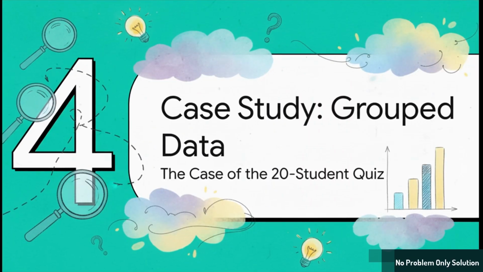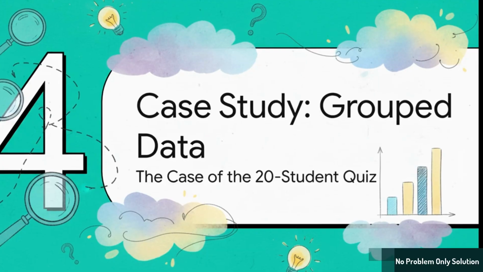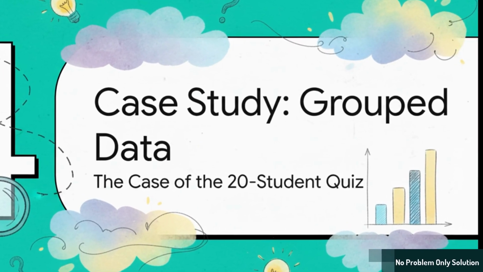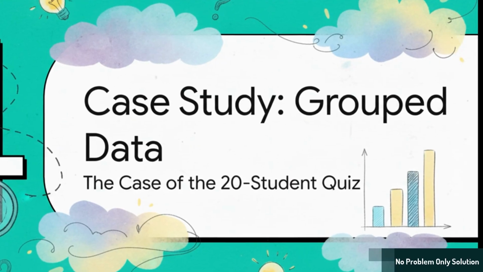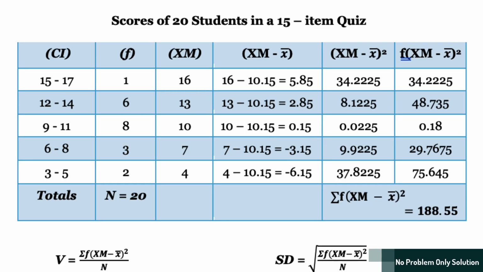So let's level up and take on a different kind of case. This time, we're dealing with grouped data. This is what happens when you don't have every single individual score, but you do know how many students scored within certain ranges. Check out our new case file. You can see we've got, for example, 8 students who scored somewhere between 9 and 11, 6 students between 12 and 14, and so on.